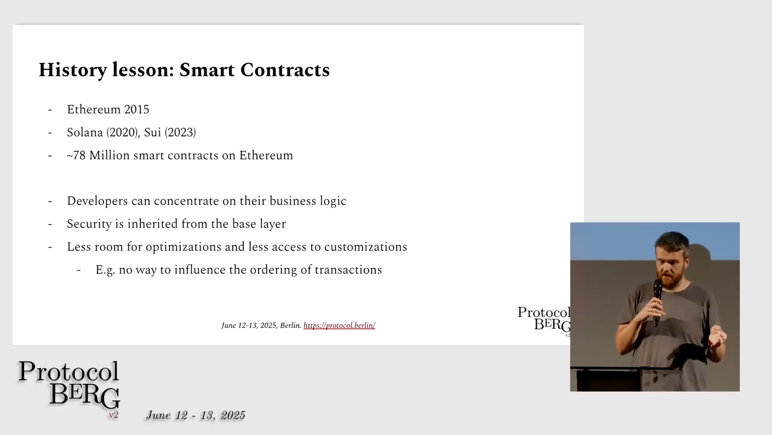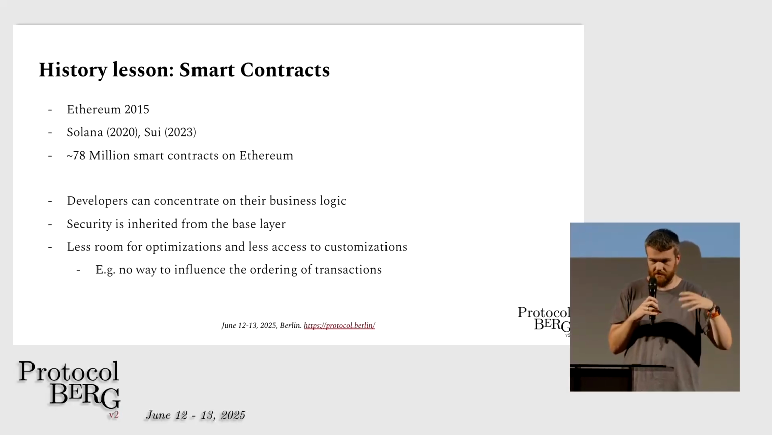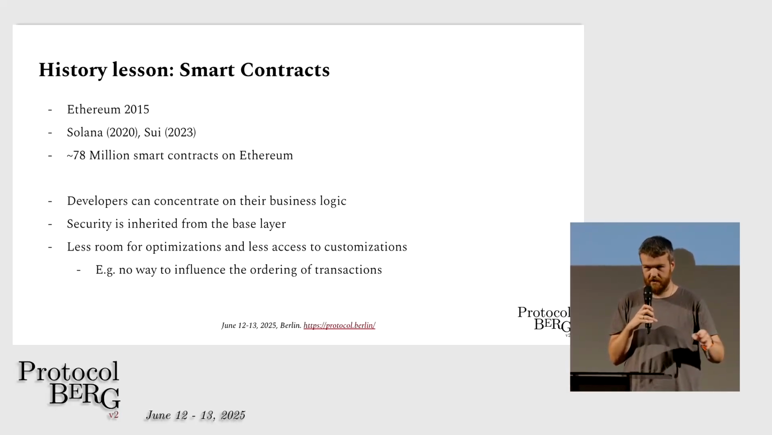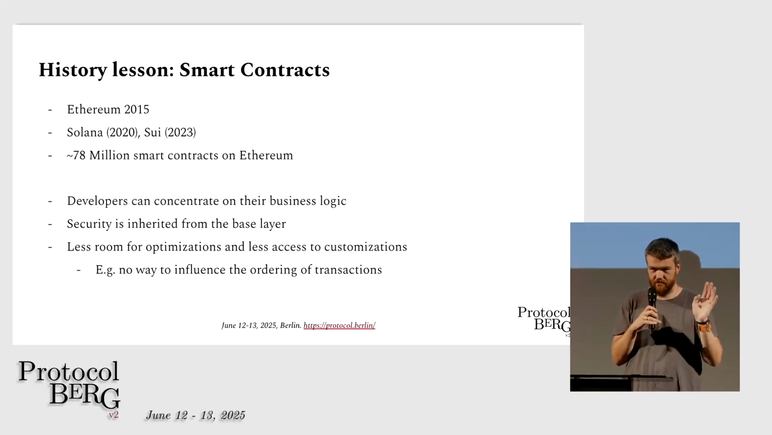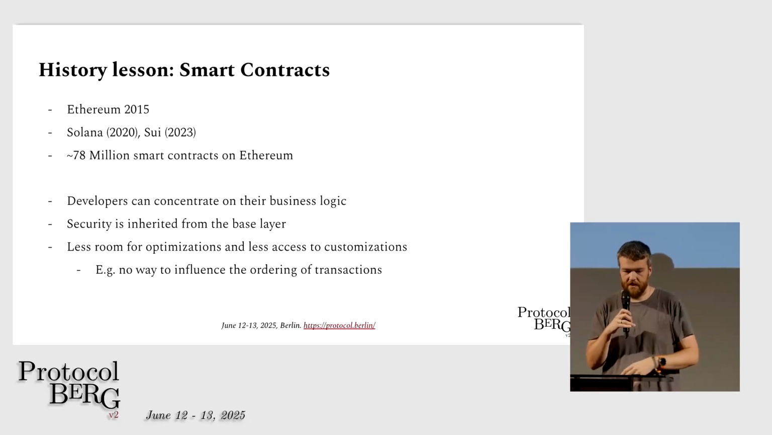The good thing about smart contracts is that developers can concentrate on the business logic because, as I said, you don't need to deal with networking and so on. All the stuff is provided by the blockchain for you. You also get the security from the base layer, so you don't need to take care that you have enough validators, that the validators have enough stake or proof of work or whatever you're using.